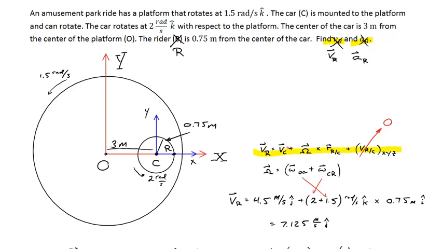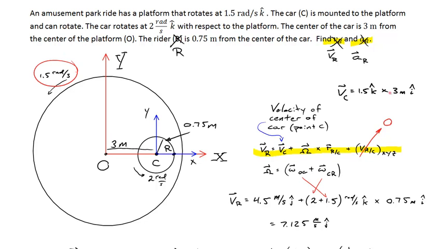In this term, v sub c is the rate at which the center of the car is moving. And initially, the center of the car is moving straight upward, and it's the velocity relative to the capital red xy axes. And the velocity of the car, 1.5 meters per second in the k hat direction, crossed with 3 meters in the i hat direction. And we come up with a velocity of the car of 4.5 meters per second in the j hat direction.